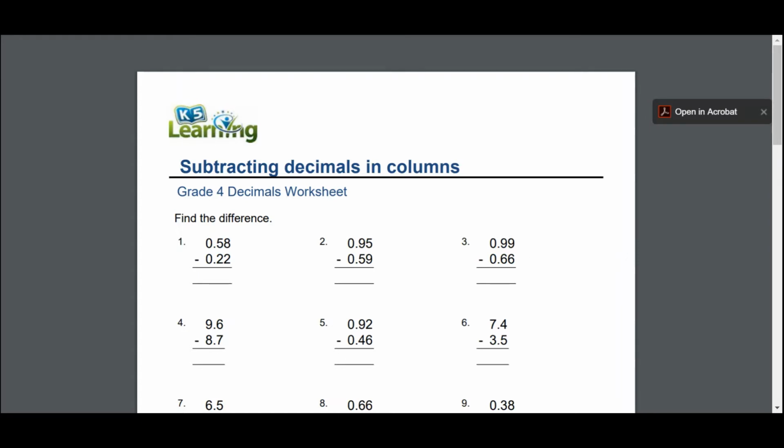Number 3, 9 minus 6 equals 3. Again, 9 minus 6 equals 3. Bring down the decimal point, and 0 minus 0 equals 0. So your answer is 2.33, or 2 and 33/100.